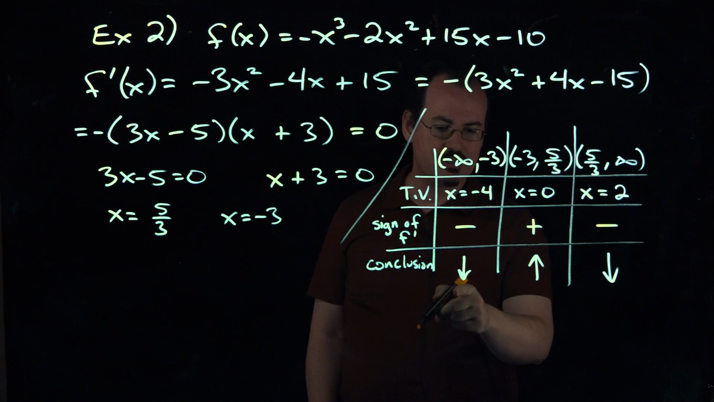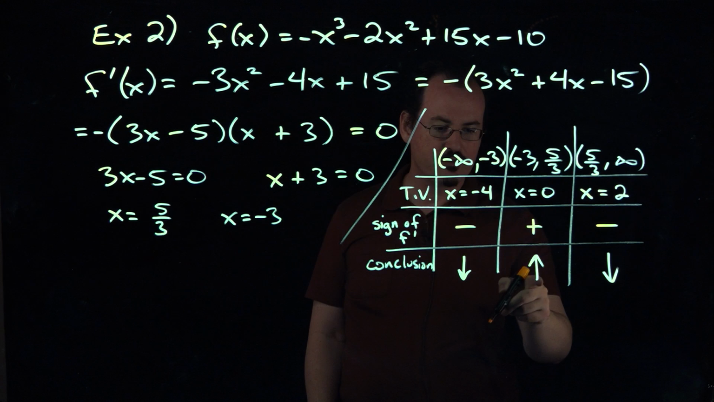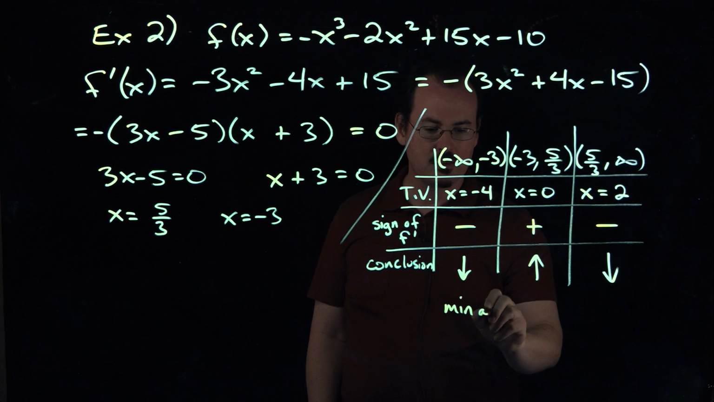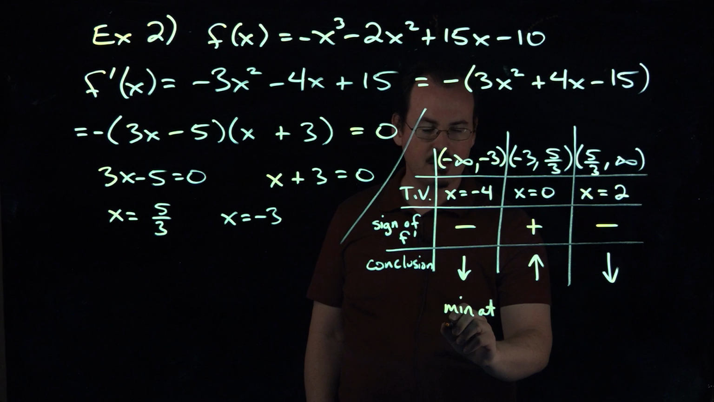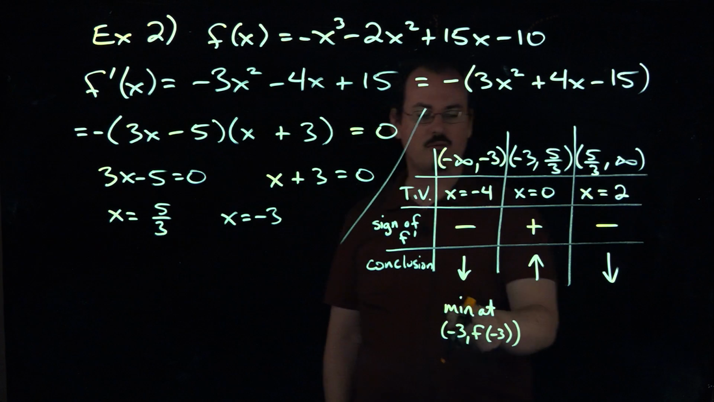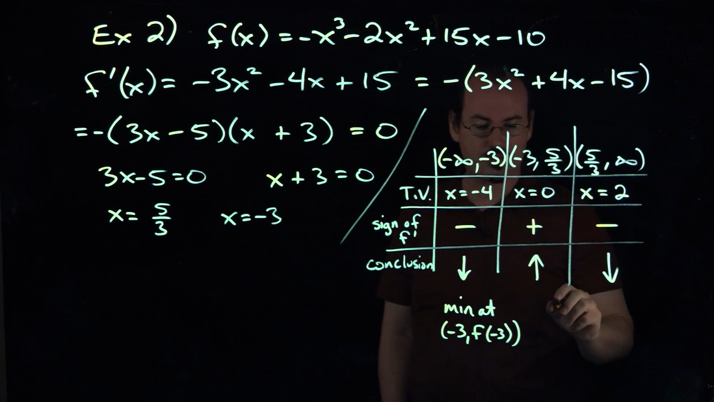If the function's decreasing before it and then increasing after it, what does that tell us about what's happening right there? It tells us that we have a minimum value at -3, and we really need to find that minimum value, so we'll have to find the y value as well. For now, I'm just going to put f of -3 because we're going to find that y value by plugging it back into this function here.